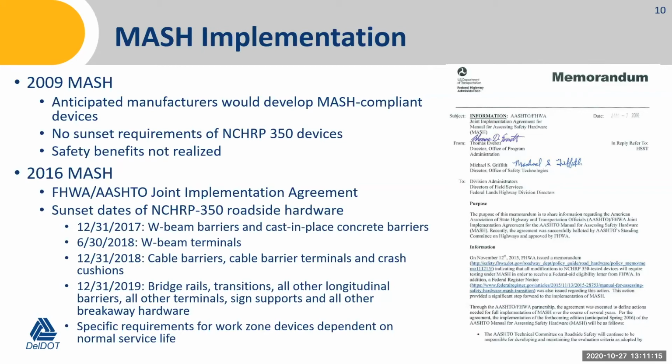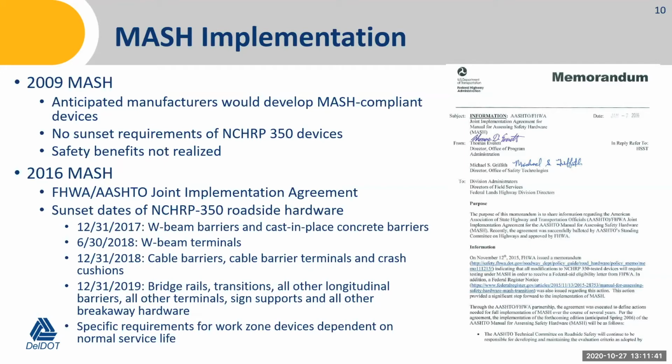for NCHRP 350 devices. So when the second edition of MASH was developed, FHWA and AASHTO introduced the joint implementation agreement and introduced sunset dates for non-MASH compliant roadside hardware. And they're listed here on the slide, but in general, W-beam barriers and cast-in-place concrete barriers were the first to be sunset at the end of December of 2017.